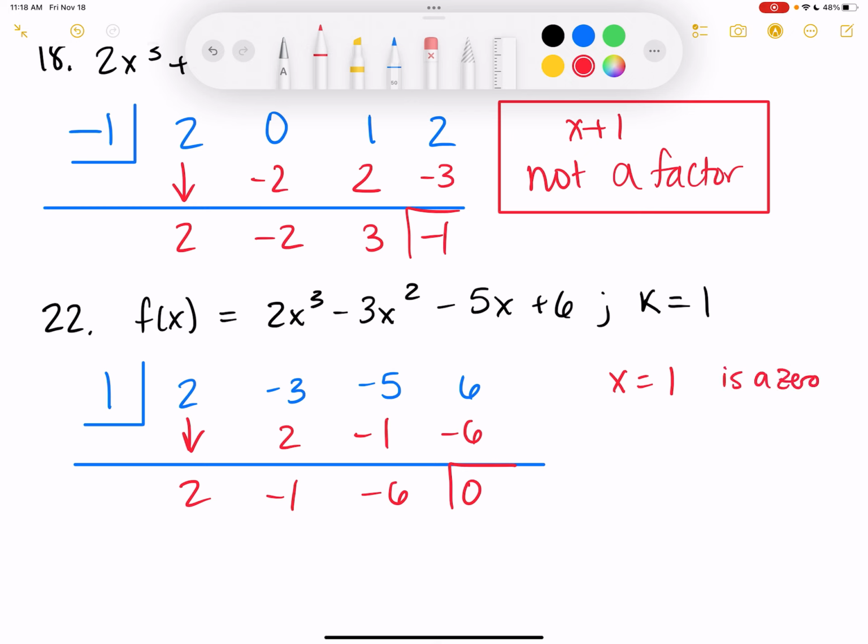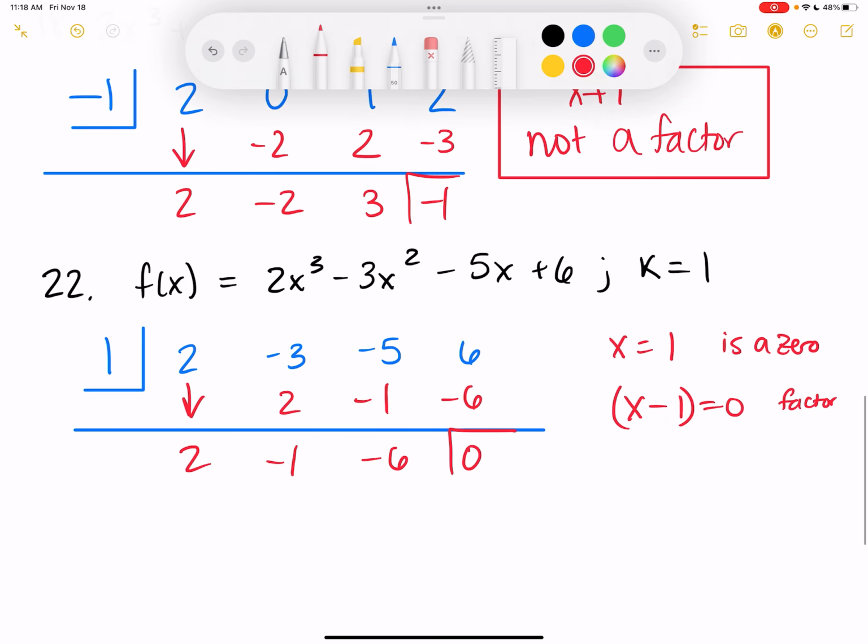Now these want it written in linear factors, so that means I need to move this 1 over, so it's going to be x minus 1 equals 0 is the factor. So I have this one, so now I need to factor this part to get the rest of the factors. So this was a cubed term, so it's now squared. So 2x squared minus x minus 6 equals 0.